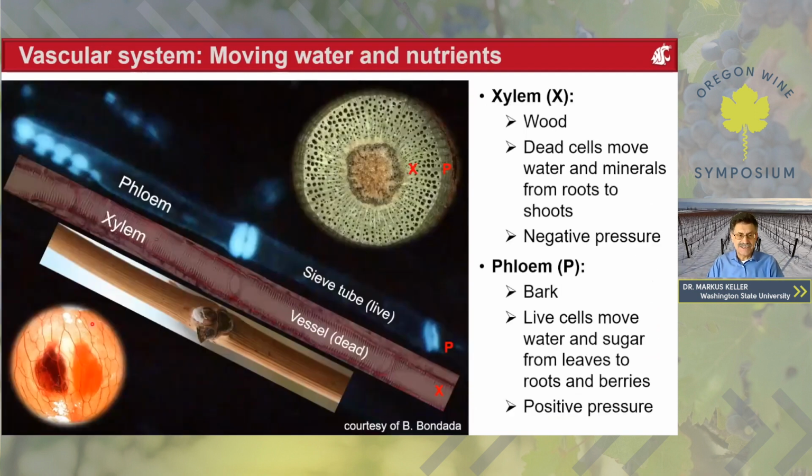Before I can really talk about dormancy, I have to bring up a couple of terms that many of you are probably familiar with, but maybe not quite all of you. I will be using them throughout the presentation. They're xylem and phloem. The xylem here indicated with an X in the interior of a cane. This is a cross section of a grapevine cane. The xylem is essentially the wood of the cane or of the shoot or of the trunk, the roots.